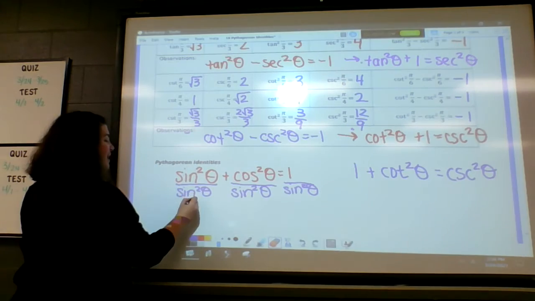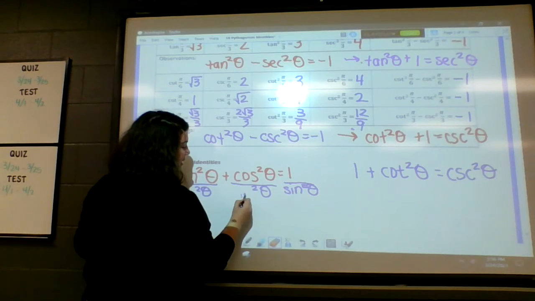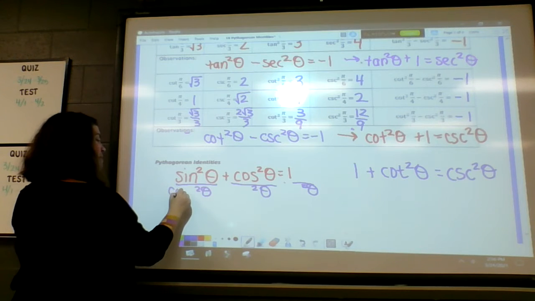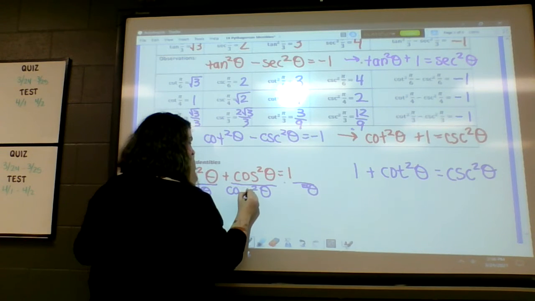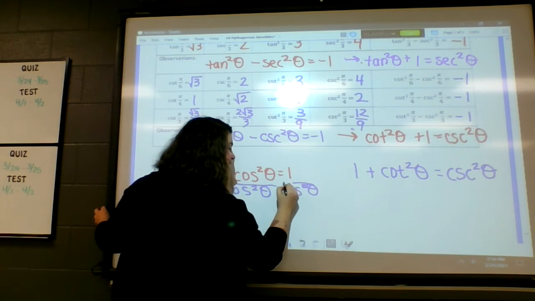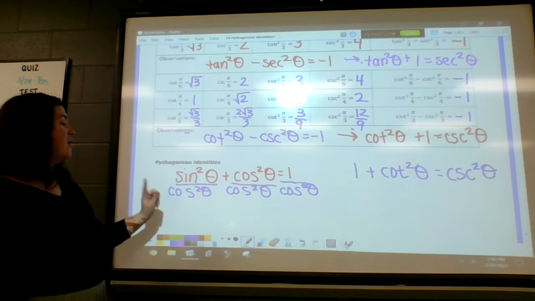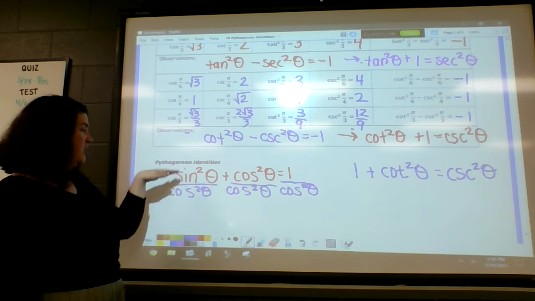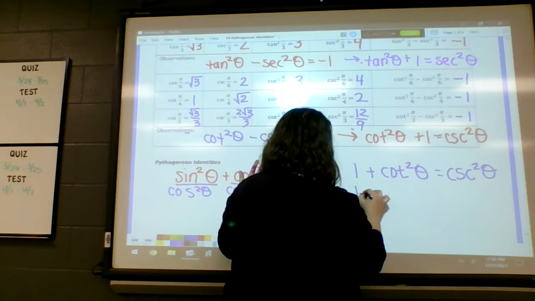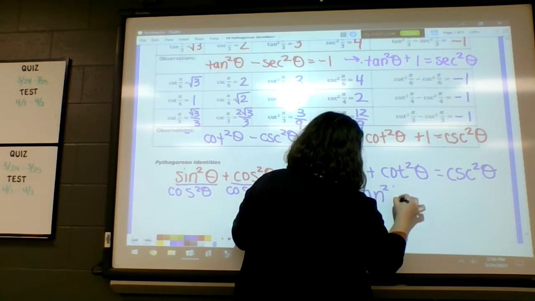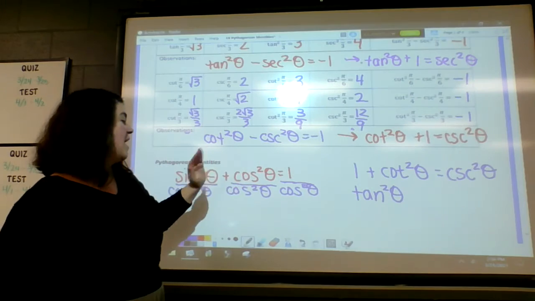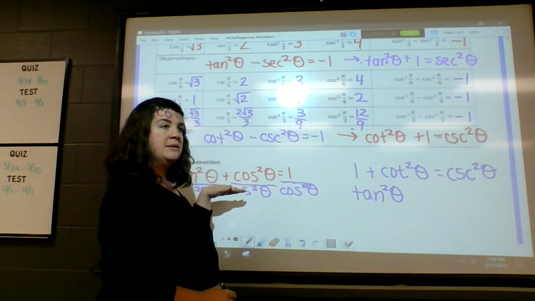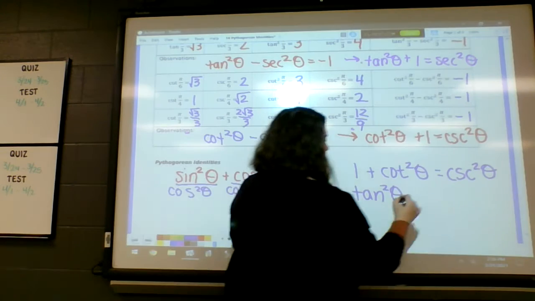Now, if you want the other one, guess what we divide them all by? Instead of sine, we divide them all by cosine. That'll give us the other one. So sine squared over cosine squared. Well, we know sine over cosine is equal to tangent. And so since they're both squared, that'll be a tangent squared. Cosine over cosine is equal to 1. So since they're both squared, it's still just equal to 1.